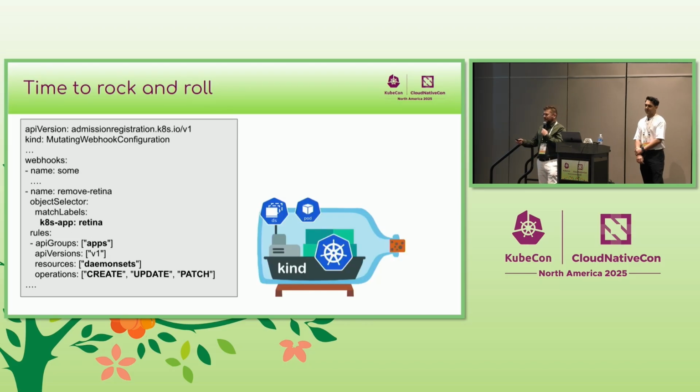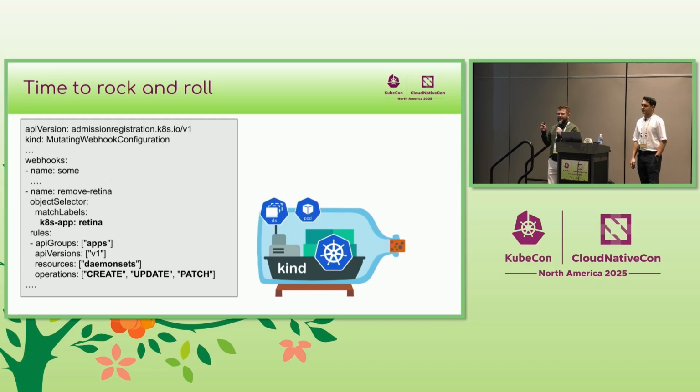So as we already had one mutation webhook, we thought that, hey, let's just extend it. So we did the code part. We added a new handler which was modifying the object. And we extended our mutating webhook configuration with a new entry, specifically targeting DaemonSet with the label Retina and create, update, patch operations. Of course, we tested it on our kind cluster, and it was working fine.